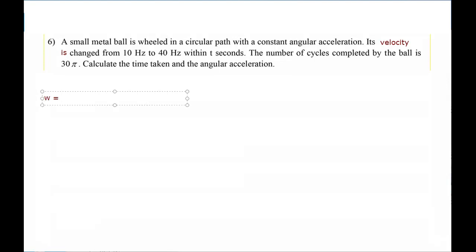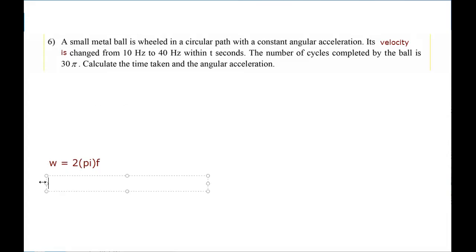What's the equation? Omega equals 2 pi f. Very good. So by using this equation, we can convert these two. Initial angular velocity is given as 10 hertz. After t seconds, angular frequency is 40 hertz. So we can find initial and final angular velocities by using this equation.